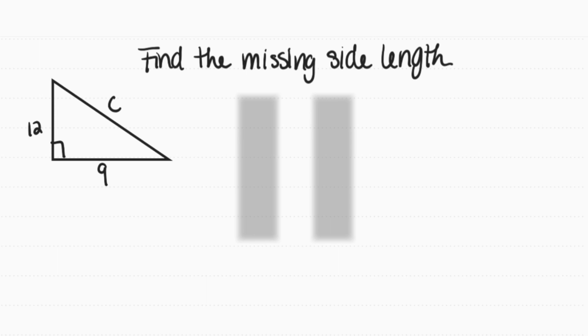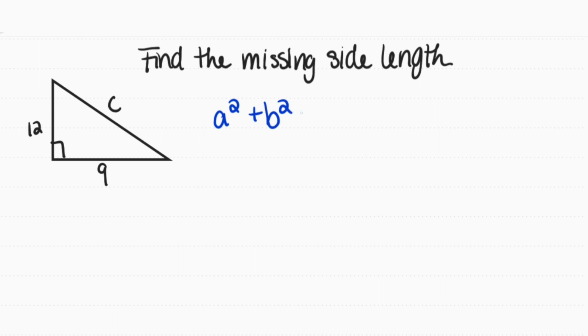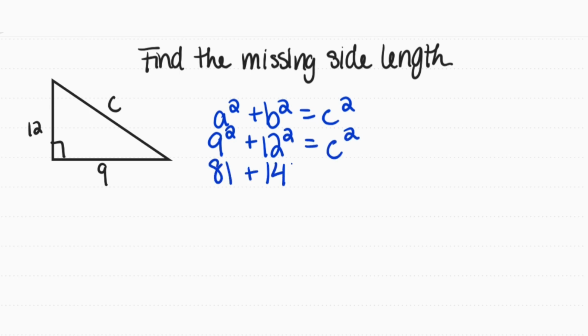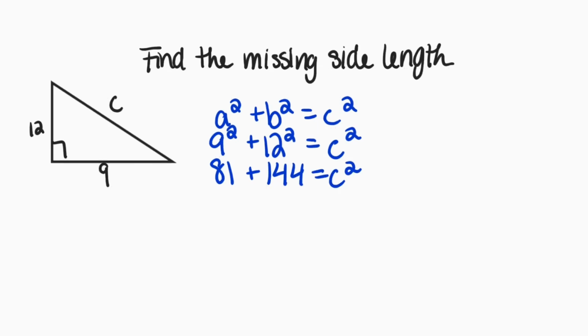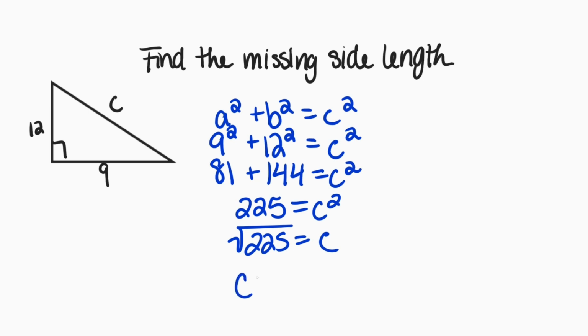Alright, so again, we write our formula, make sure it's remembered in our brains. We plug in the values we have. We simplify. We get that 225 equals c squared. We'll take our square roots. And again, it has to be a positive square root, and so we get that the hypotenuse is 15 units.